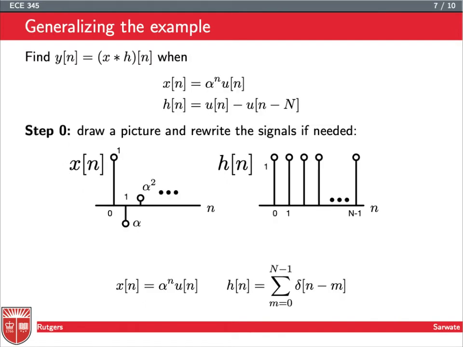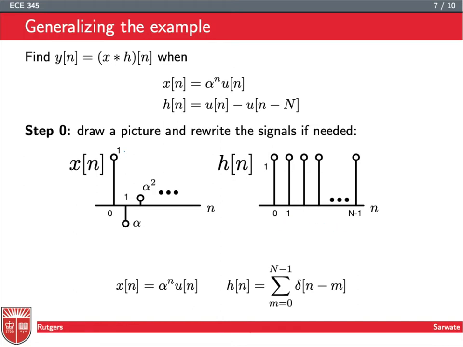So we can generalize this example. We can just take a general alpha to the n u of n. So here you have 1, alpha, alpha squared. This is where alpha is less than 1, or greater than 0. But you could also think about alpha is equal to half, for example, or something like that. And then we're convolving with this box.